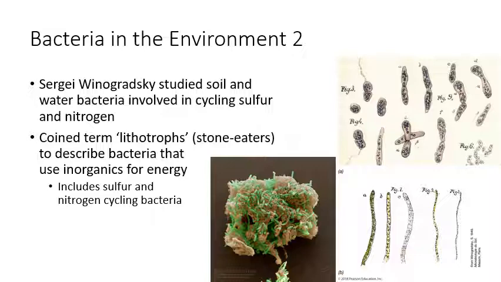One of the things that he did is coin the term lithotroph. Literally, lithotroph means stone eater. And he used this to describe bacteria that are able to use inorganic molecules for energy. Inorganic things like stone. So basically, bacteria that eat weird things that are not organic, those are lithotrophs. So that includes a lot of the bacteria that are responsible for cycling sulfur and nitrogen through the environment, as it turns out.